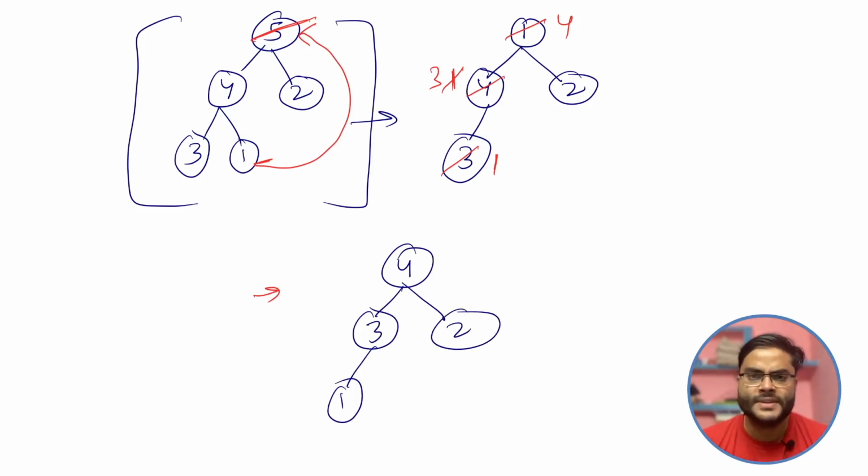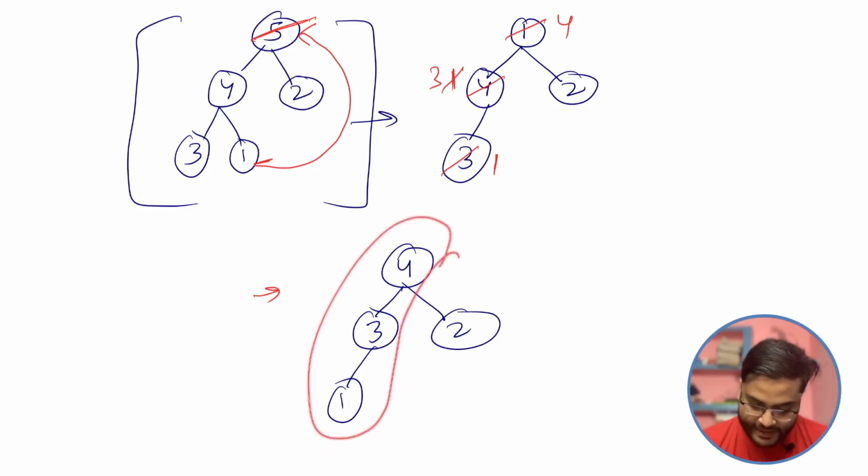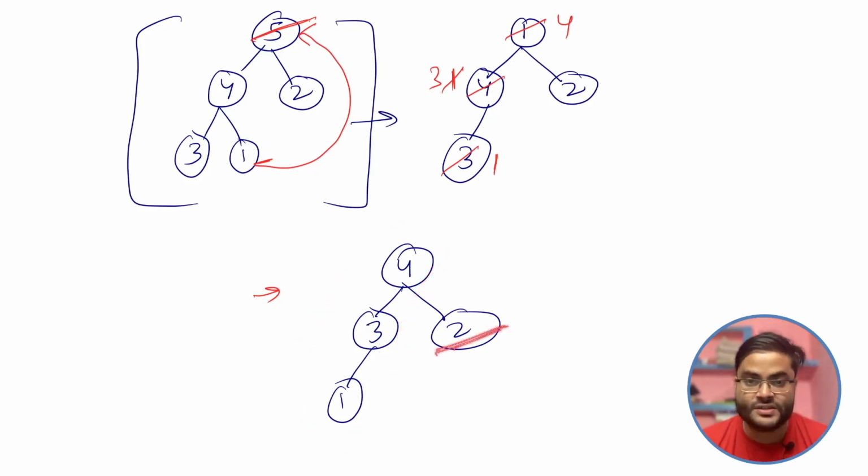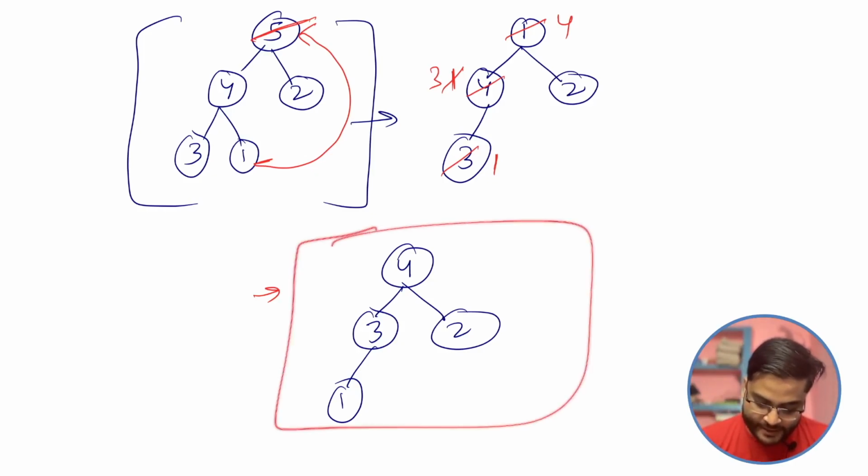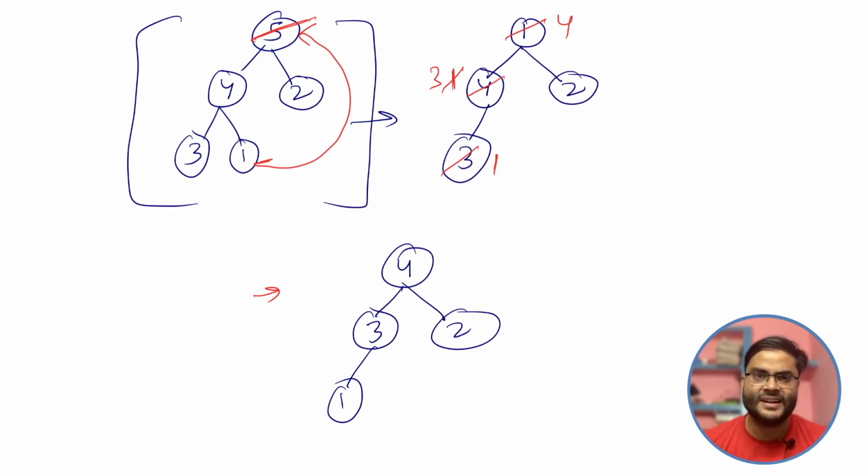In deletion also, we will work on only one subtree. So we have not changed 2. At any point of time, we will only make changes in one subtree. So this is our max heap. We have deleted 5.